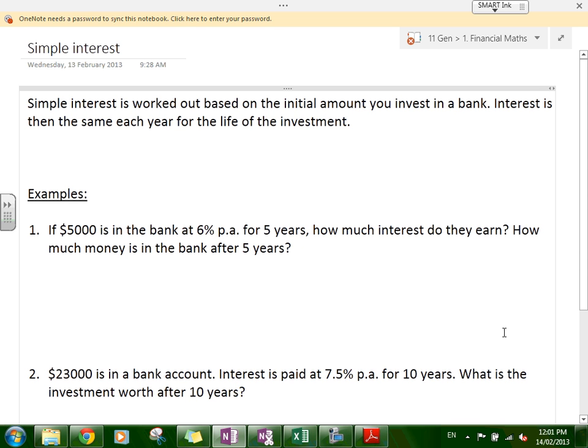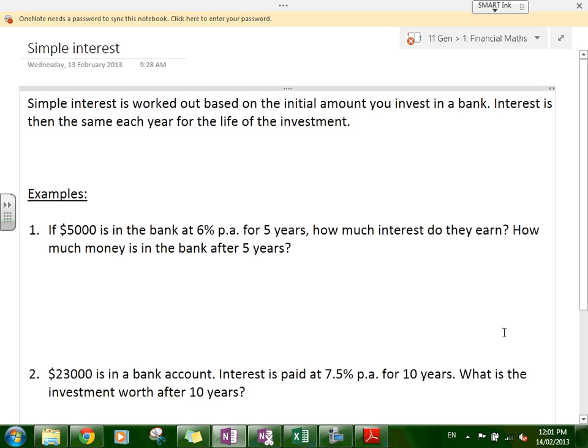So simple interest, we talked about yesterday, is based on the initial amount you invest in the bank. Right? And it's always worked out using that same amount. So if you put $1,000 in, every time after that, whatever your account says, simple interest is worked out based on that $1,000. Okay, with percentage and everything else. So interest is the same each year. You can divide it equally between months. It will always stay the same.